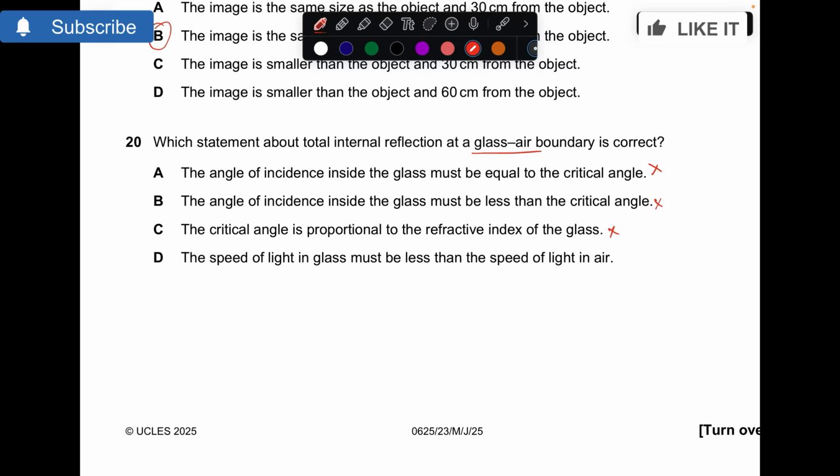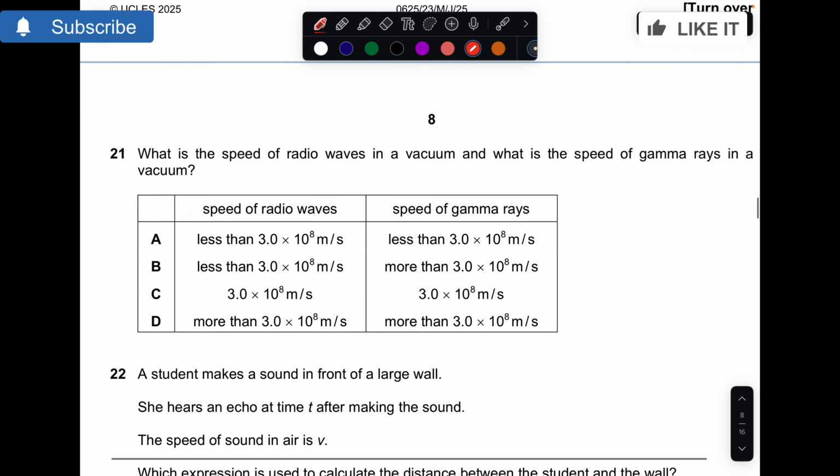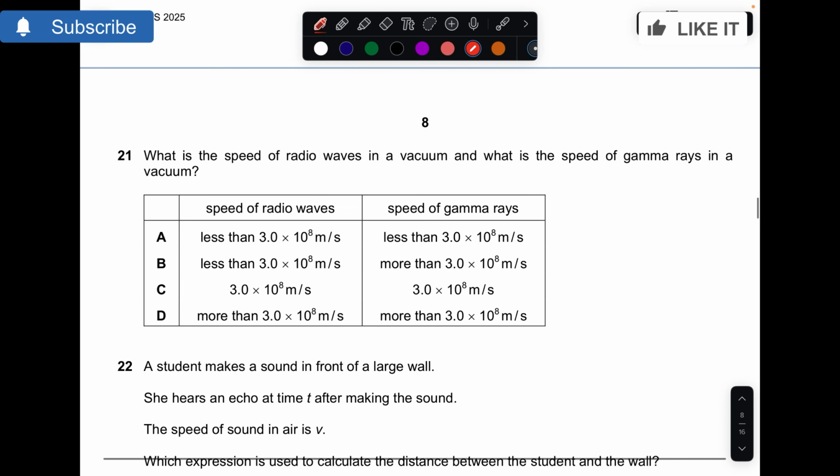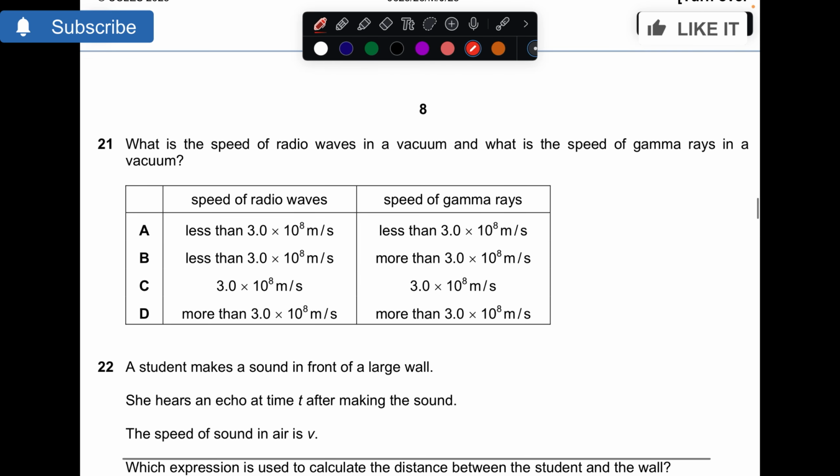The speed of light in glass must be less than the speed of light in air. Yes, because glass is a dense medium. Whenever light moves into a dense medium, it will slow down. Its wavelength also decreases.